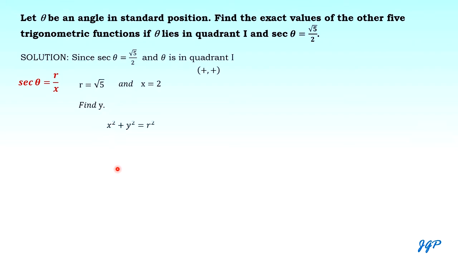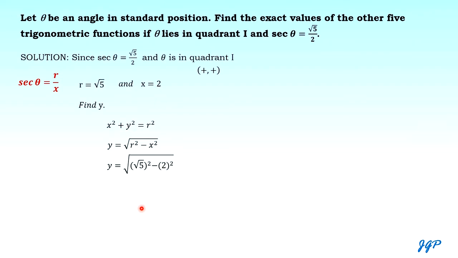And to find that y, we will be using the Pythagorean equation. You have x squared plus y squared is equal to r squared. And from this equation, we need to derive a formula for y. And that is, y is equal to square root of r squared minus x squared. Let's replace this r and x. So y now is equal to square root of, we replace r by square root of 5. That's why we have here square root of 5 squared. Copy the minus sign and then replace this x by 2. That's why we have 2 squared.